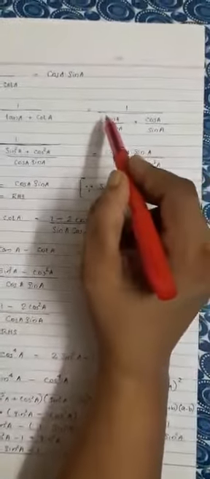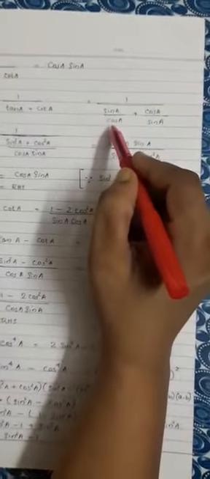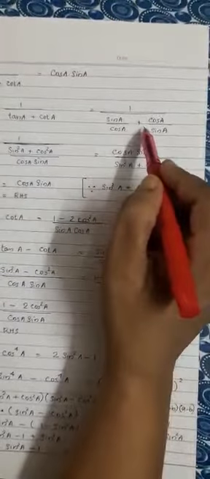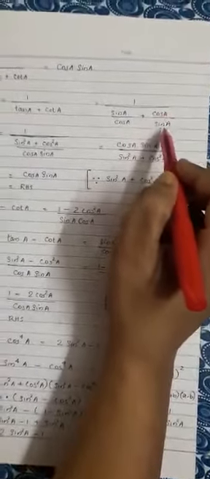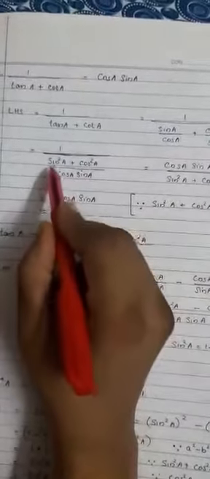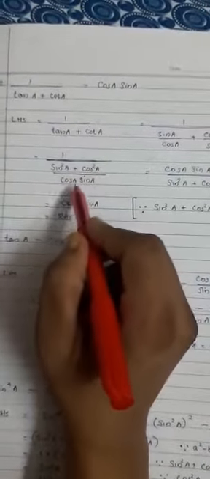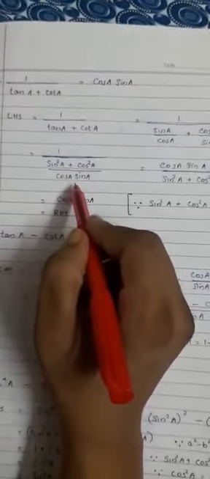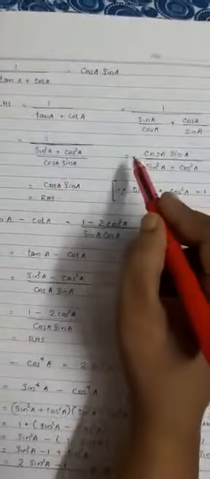So you can write this as 1 divided by sin A divided by cos A plus cos A divided by sin A. That is equal to 1 divided by, from the denominator taking the LCM, sin square A plus cos square A divided by cos A sin A.